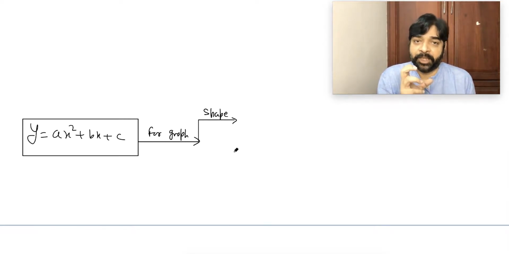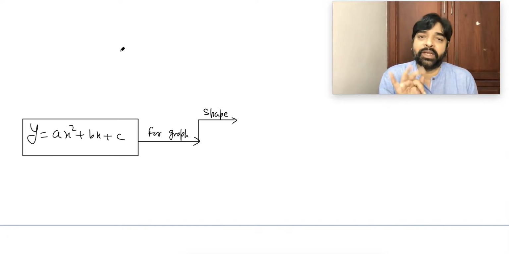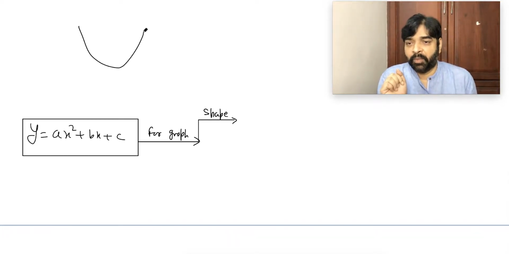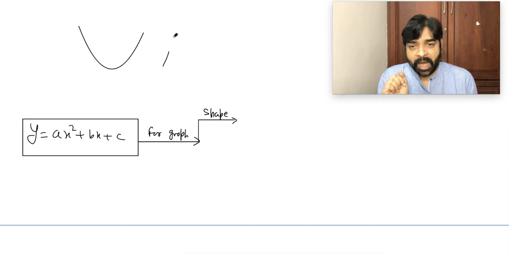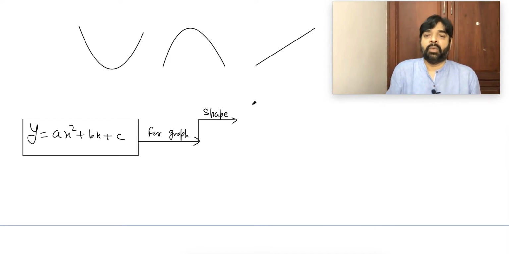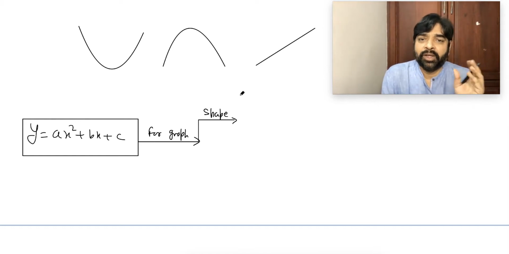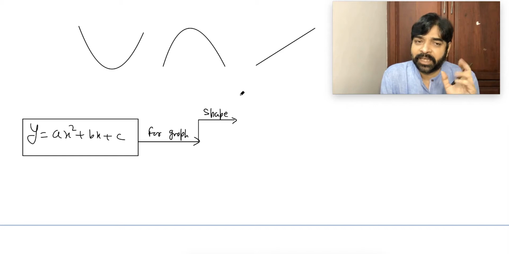Shape. In mathematics, or forget about mathematics, in the whole universe, only 3 shapes exist. One is the concave shape, another is the convex shape, and the other is the straight line. Any figure you draw, you always mix these three shapes only. Can you imagine any other shape? Any figure you imagine is a mixture of these three shapes only.